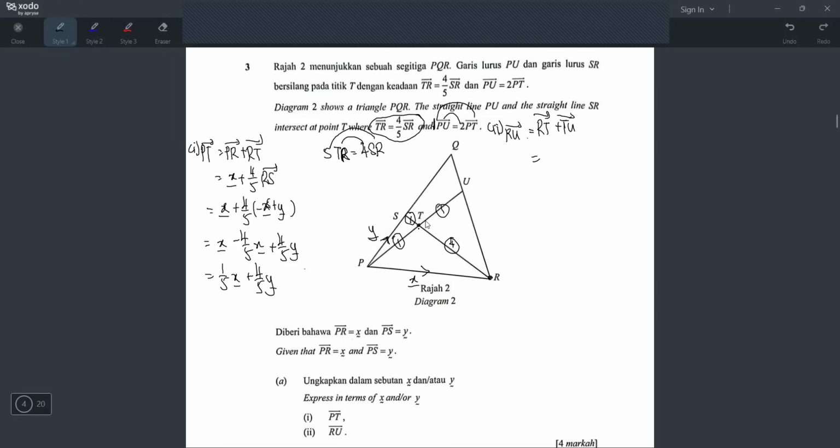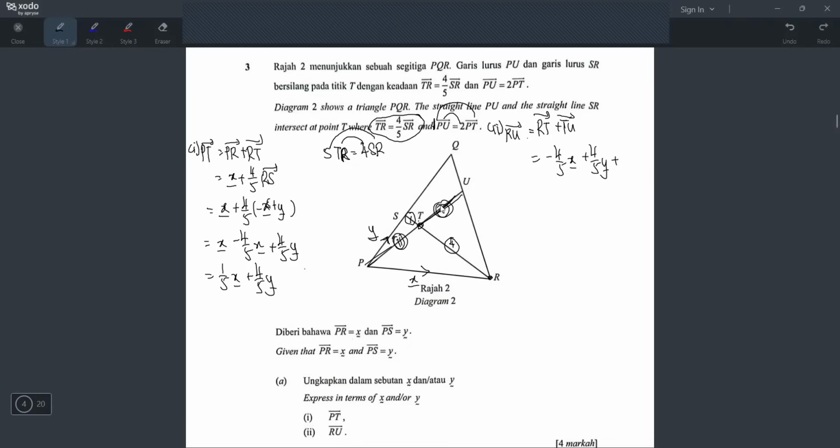RT vector will be 4 over 5 RS, which I already have, which is 4 over 5 negative x plus y, which is negative 4 over 5x plus 4 over 5y. This is my RT vector. And then plus TU. Okay, TU vector I don't have, right? But look at this. The TU vector is ratio 1. And guess what? PT also ratio 1.